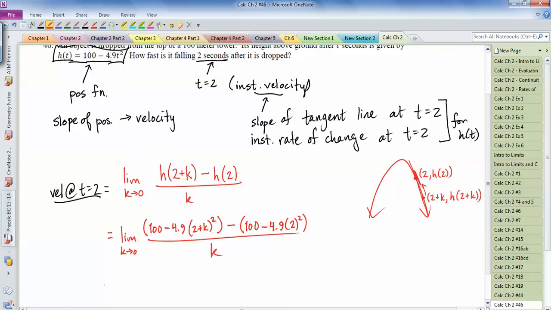So if we work this out a little bit, let's see what we get. Limit as k goes to 0 of, let's see, these 100 minus 100, that'll cancel. And then I can get negative 4.9 times parentheses, that'll be 4 plus 4k plus k squared, minus 4.9, or sorry, plus, because it's a negative negative, 4.9 times 4. And that 4.9 times 4 and this 4.9 times 4 will cancel each other out.